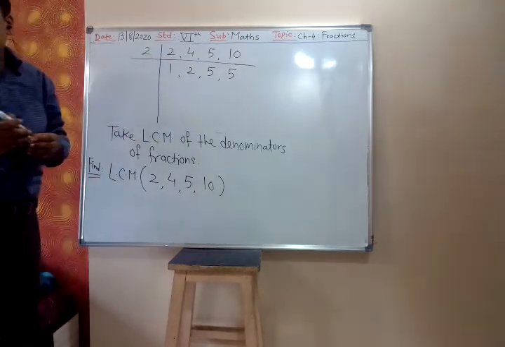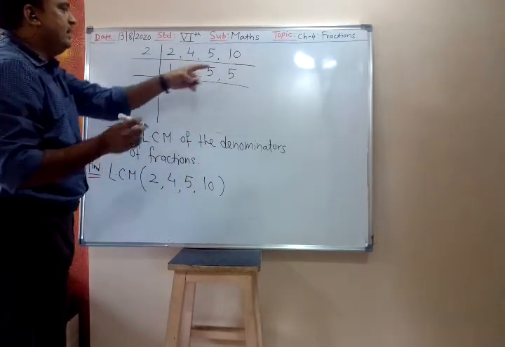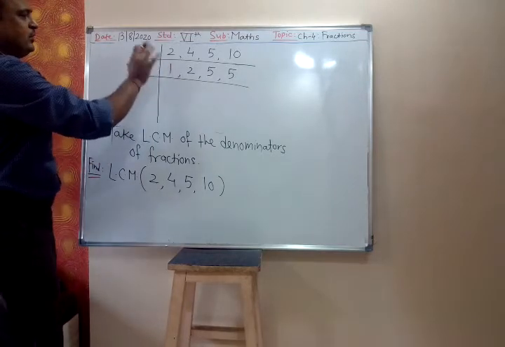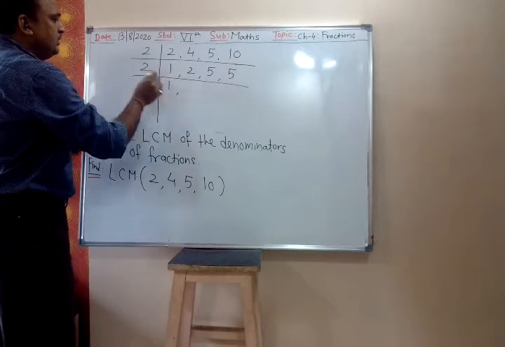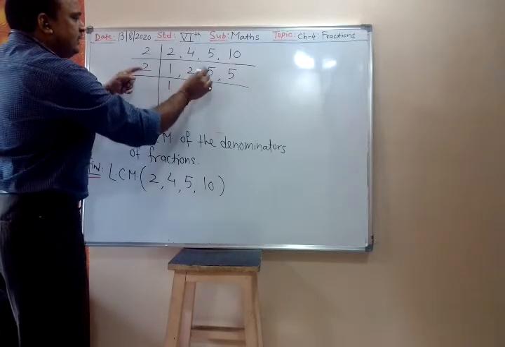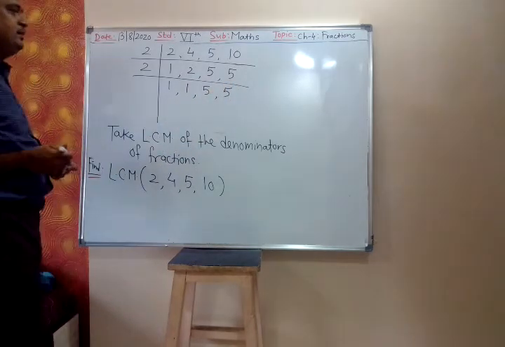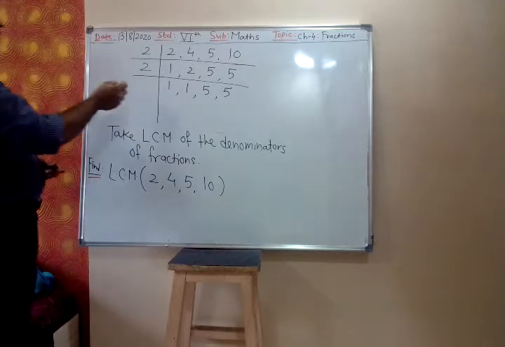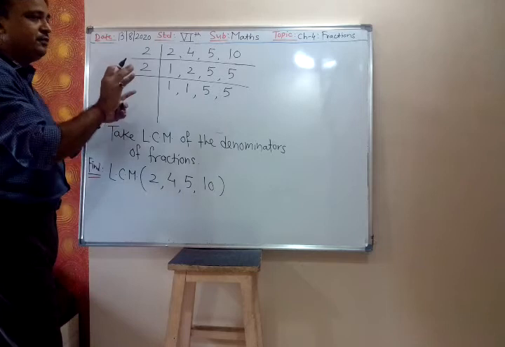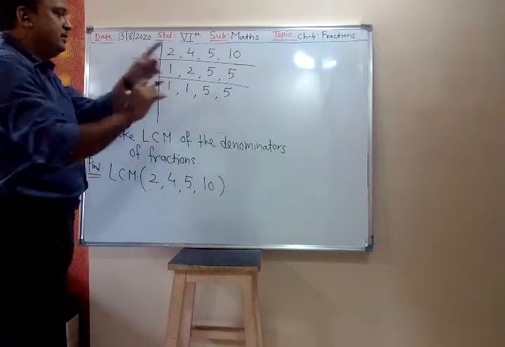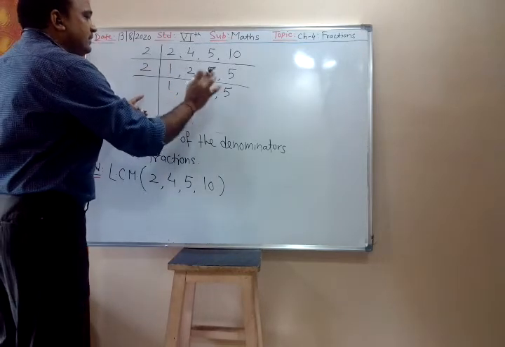Now let us take the next step. Now it is 1, 2, 5, 5. Let us start with 2 again. 1 will remain 1. Then 2 ones are 2. Then 5 we cannot divide, so 5 will remain 5 only. Then again we have 1, 1, 5, 5. This is not the answer. We stop when we get all the numbers on the right side as 1, 1, 1.